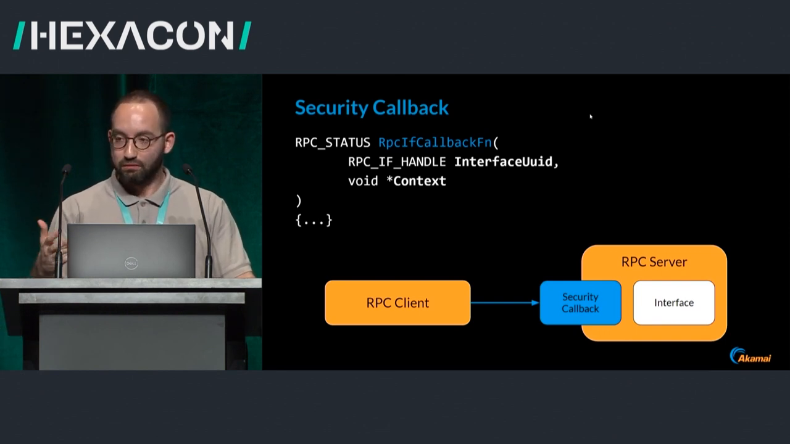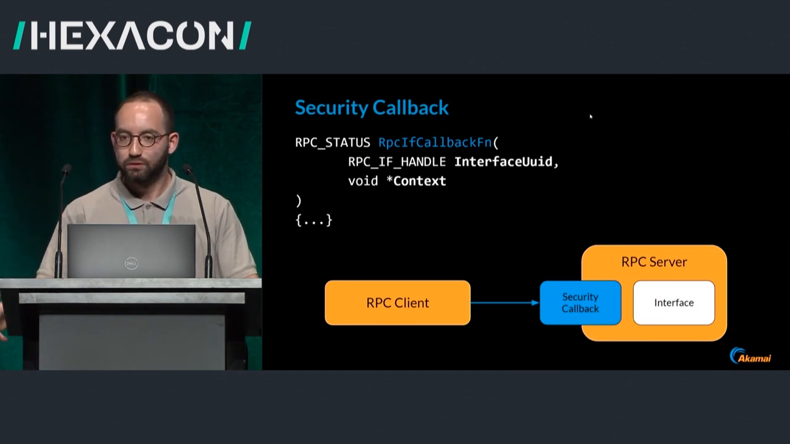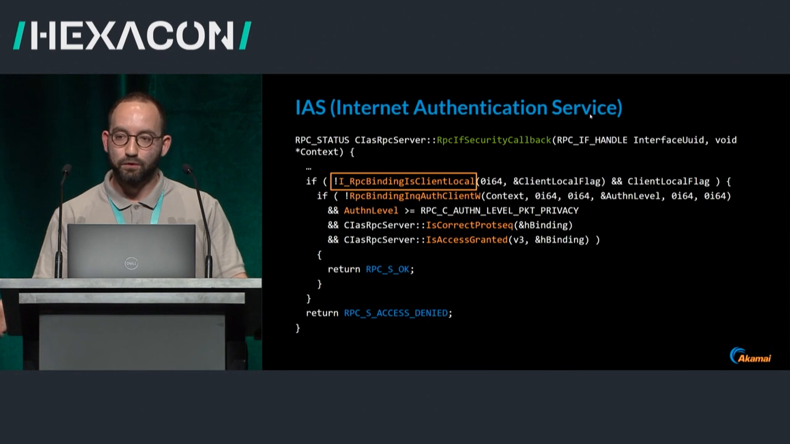It is done by registering or giving a function pointer to the RPC runtime during server registration. And each time a client connects to the server, the RPC runtime invokes that callback. Let's see a few examples of what they can do. Our first example is the Internet Authentication Service.